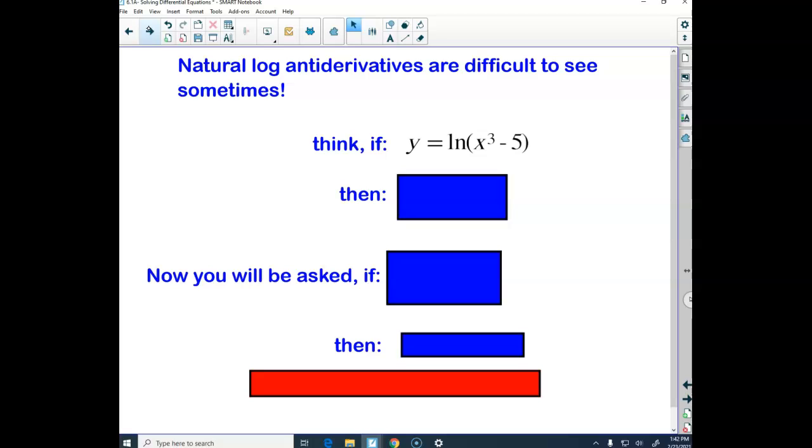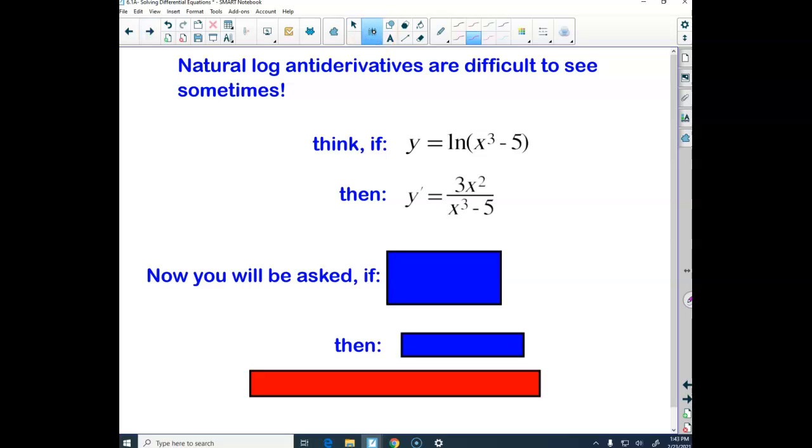As we continue on here, natural log. Natural log antiderivatives are difficult to see sometimes. So this is what I'm talking about with the chain rule. Think of it. If y equals the natural log of x cubed minus 5, then we know its derivative y prime is going to equal 3x squared over x cubed minus 5, because the derivative of a natural log is basically the derivative of the business divided by the business. And then a lot of times we reduce, if we can. You're not always able to reduce, okay?